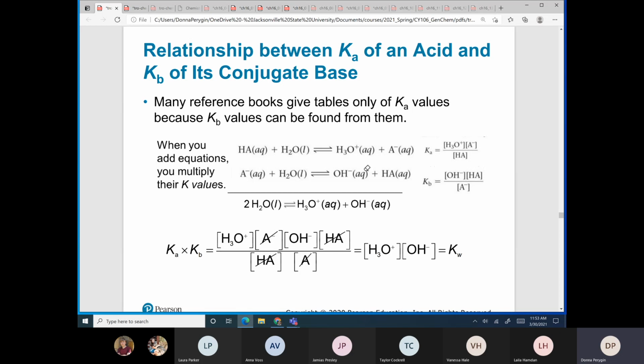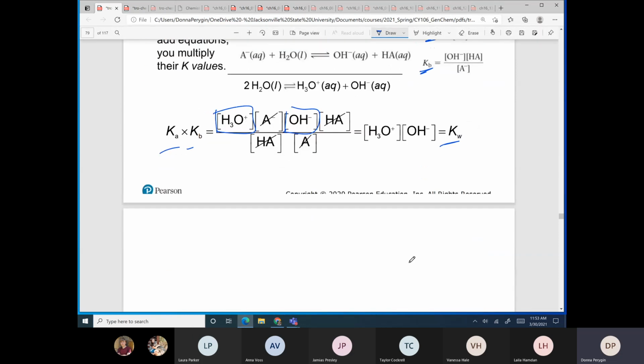Okay, so a lot of times reference books are only going to give you the Ka values instead of the Kb values because you can calculate Kb from Ka. So we talked about that already. If you set up the equilibrium expressions, Ka is equal to H3O plus times A minus over HA, and Kb is equal to OH minus times HA over A minus. If you multiply Ka times Kb, everything else cancels out and you get H3O plus times OH minus, which is equal to Kw. So if you know your Ka, you can get the Kb from the Kw.